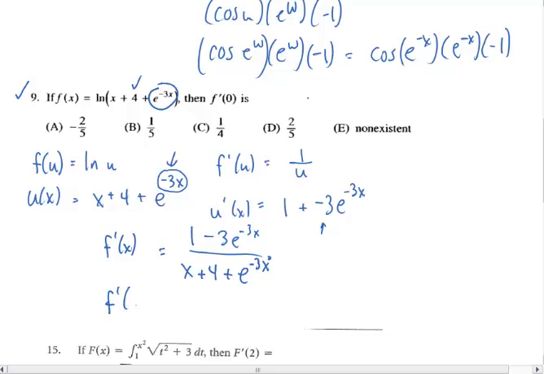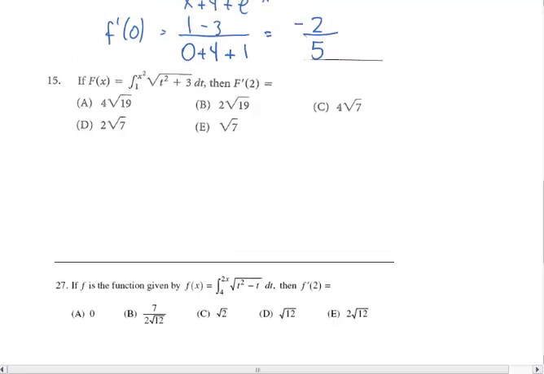They want to know f prime at 0, which is really nice because when you plug 0 in, most things change to either 0 or 1 depending on the function. So here on the numerator I have 1 minus 3, and then e to the 0 is just a 1. On the bottom I'm going to have 0 plus 4 plus e to the 0, which is 1. So my final answer is going to be negative 2 over 5, and that would be choice A.